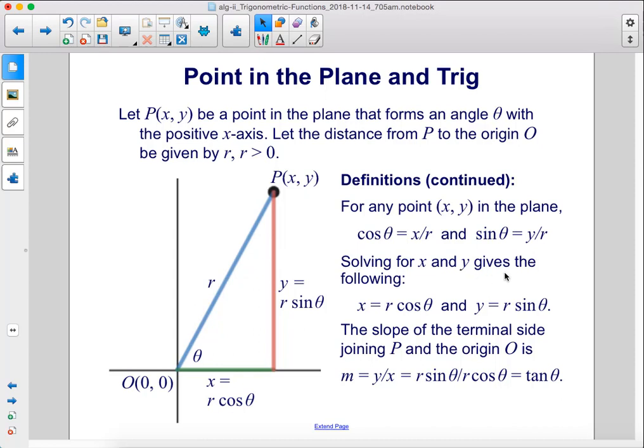Solving for x and y gives the following. X equals r times cosine theta, and y equals r times sine theta. The slope of the terminal side joining P and the origin O is m equals y over x, which is r times sine theta over r times cosine theta. Sine theta over cosine theta is tan theta, and the r's cancel out.